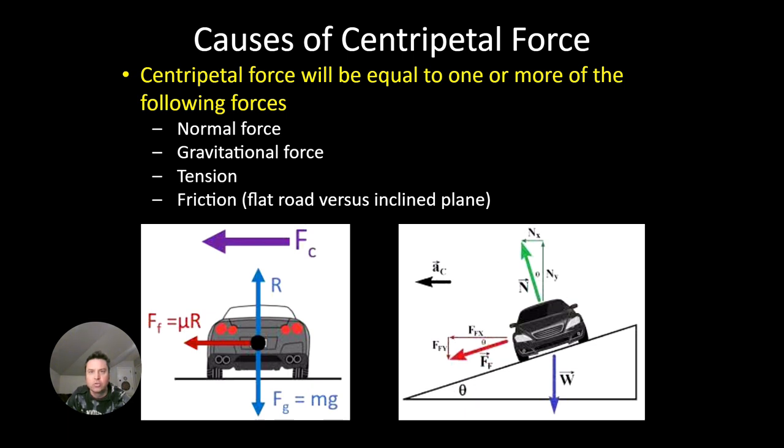So, causes of centripetal force. Sorry, I probably should move this slide; it's in a weird spot. Centripetal force is not an actual force. It's the sum of all the forces acting on an object to make it go in a circle. So if you're just on a flat road turning, it's friction. Friction is what's causing you to go in a circle.